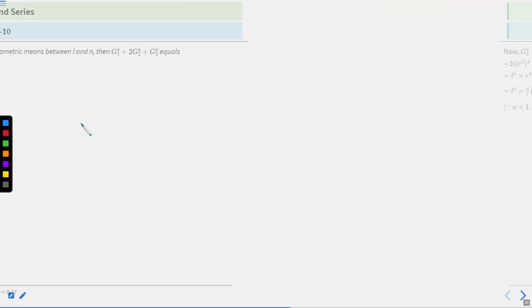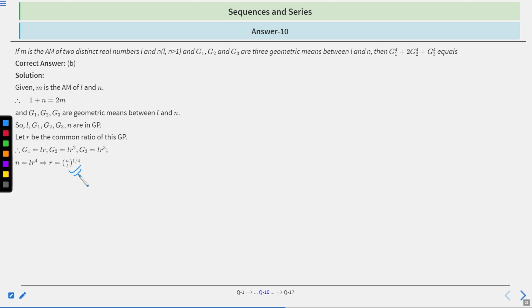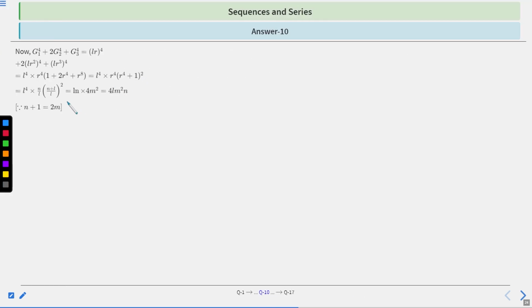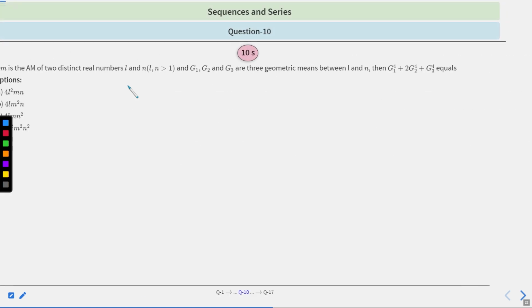Now we put R is equal to this. Hence R is n by L to the power 1 by 4. After putting this, we get L to the power 4 into n by L, into n plus L upon L, whole square. So it is basically Ln into 4m square, right? Because n plus L is 2m, right? So we get the answer as 4Lm square n. So I think option B is the right choice.